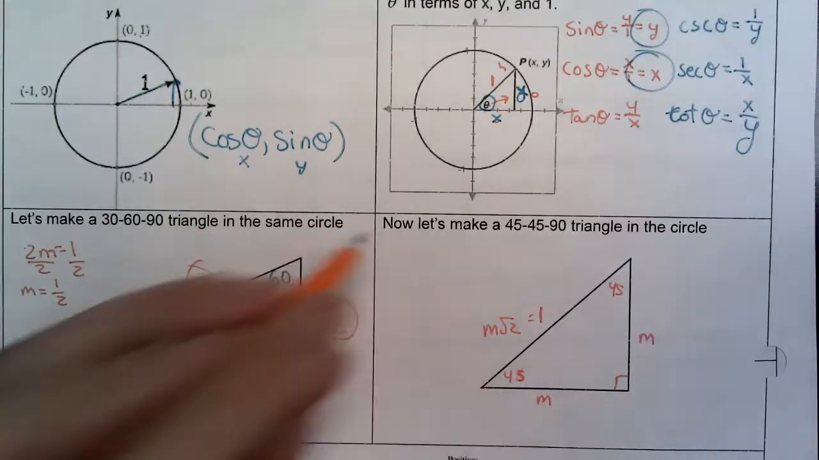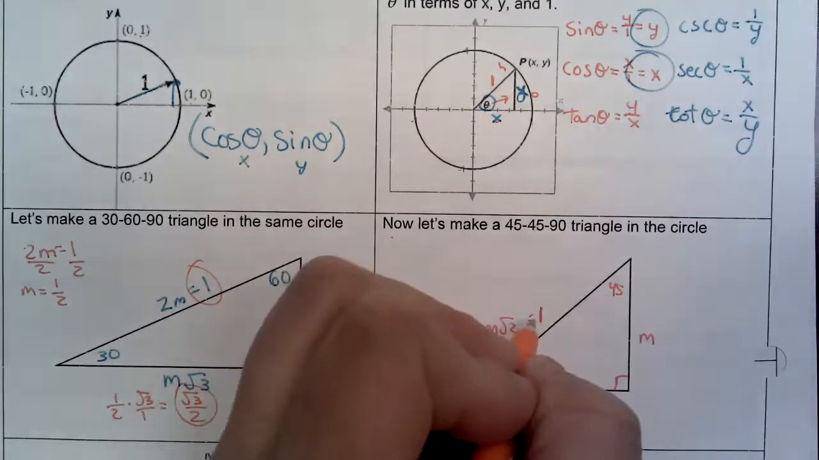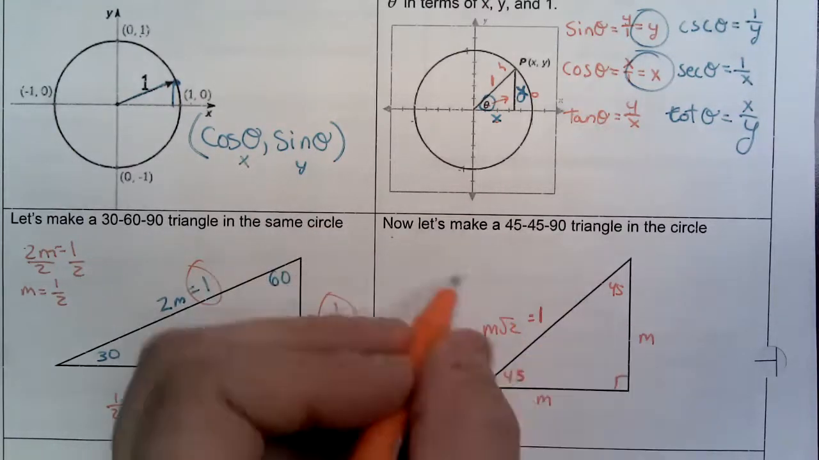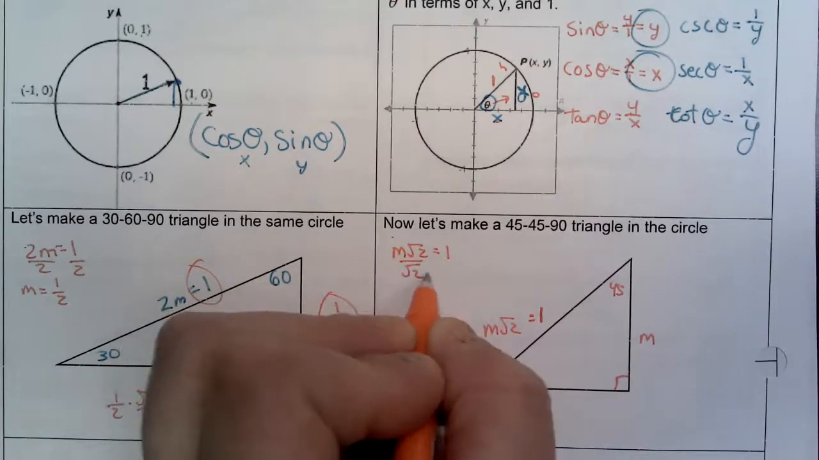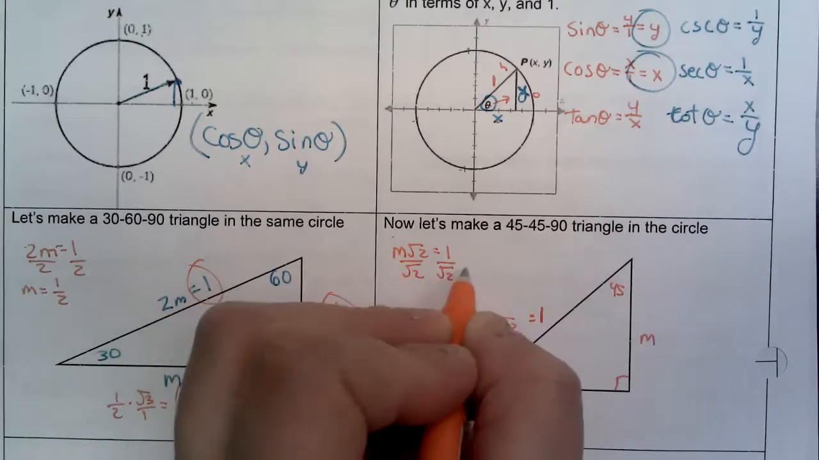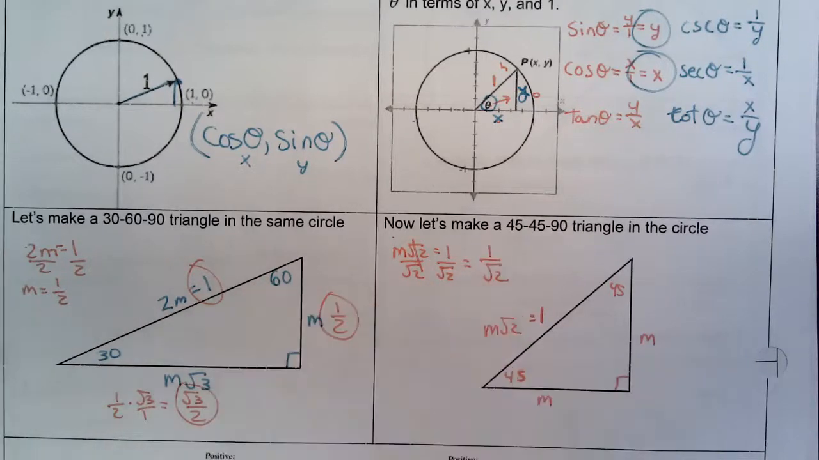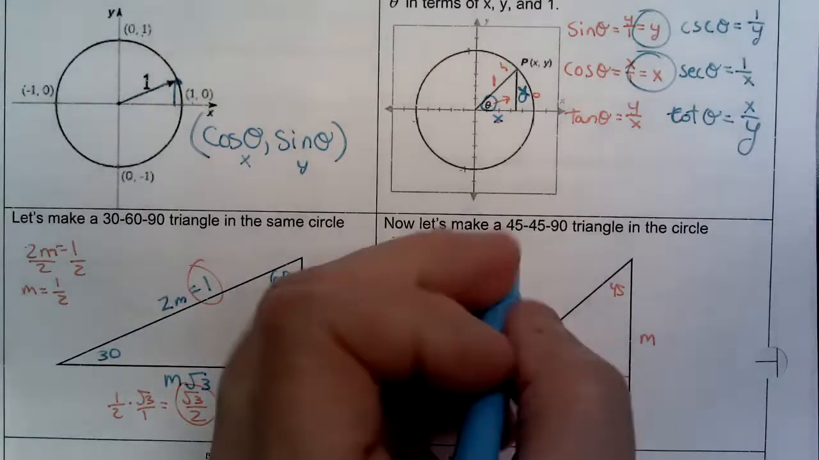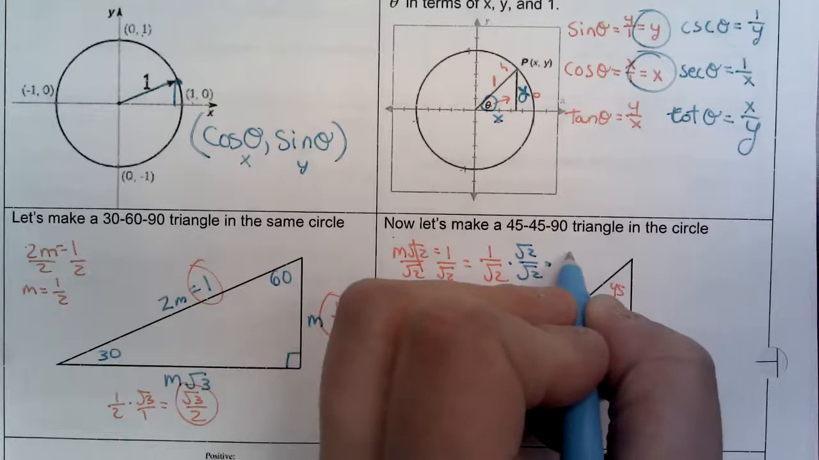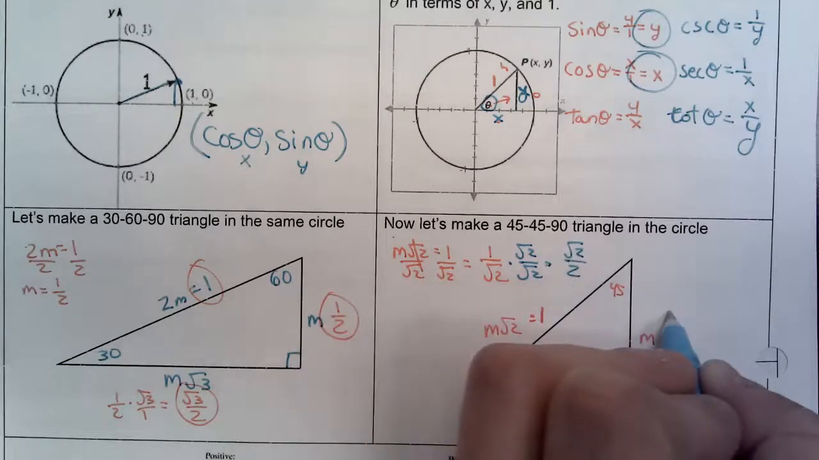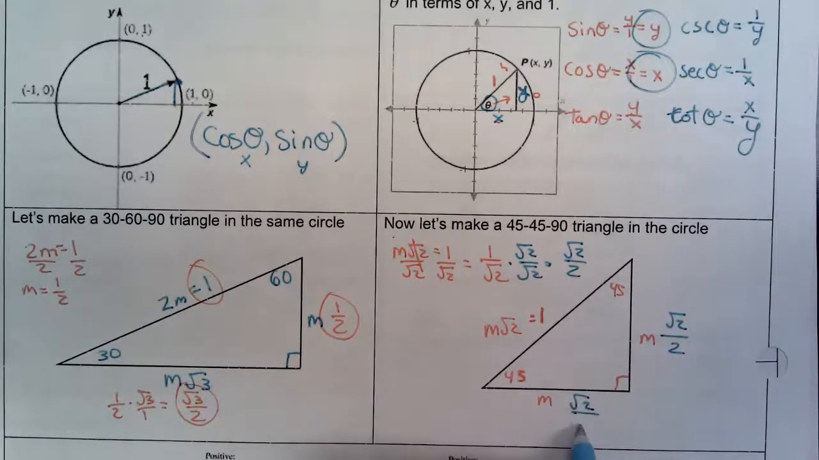Okay. So let's see, our m value is m times the square root of 2 equals 1, divide by the square root of 2, right? And I get m equals 1 over the square root of 2, but remember, we don't ever leave a radical in the denominator. So I'm going to rationalize that denominator, and I get square roots of 2 over 2. So this side length is square roots of 2 over 2.